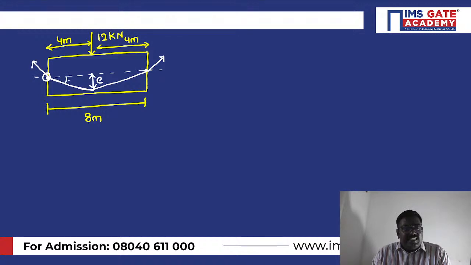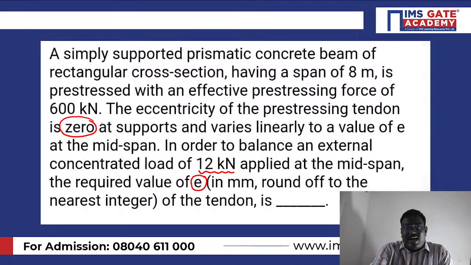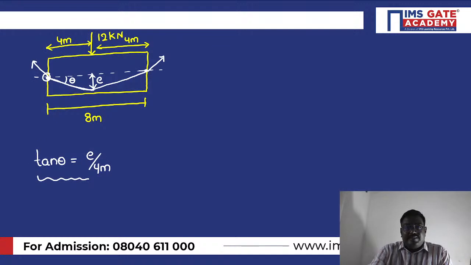Now, if I consider this as theta, tan theta can be written from the diagram as e upon 4 meter. And here, what is the value of e given? Please see in the problem. We have to calculate the value of e, they are asking only for the value of e. So tan theta is taken as e upon 4 meter.